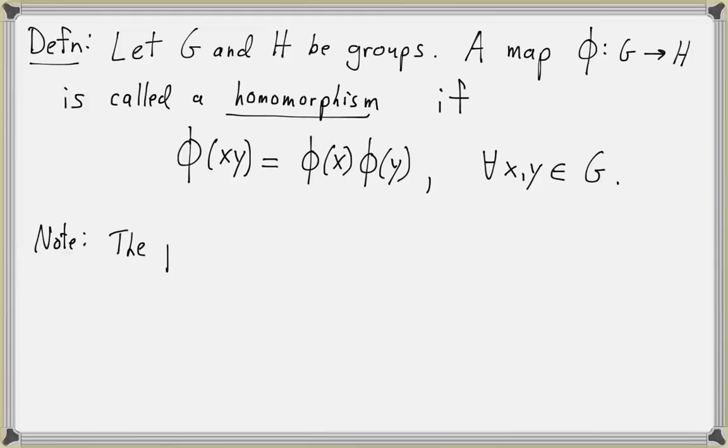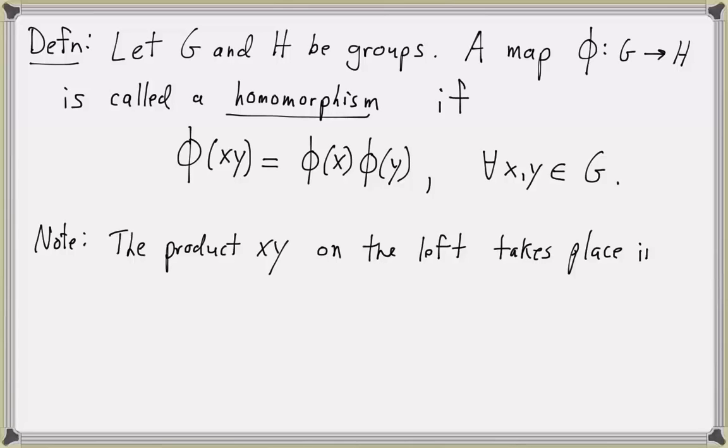So the product xy on the left takes place in G, while the product on the right, that is the product phi of x times phi of y, this product takes place in H.